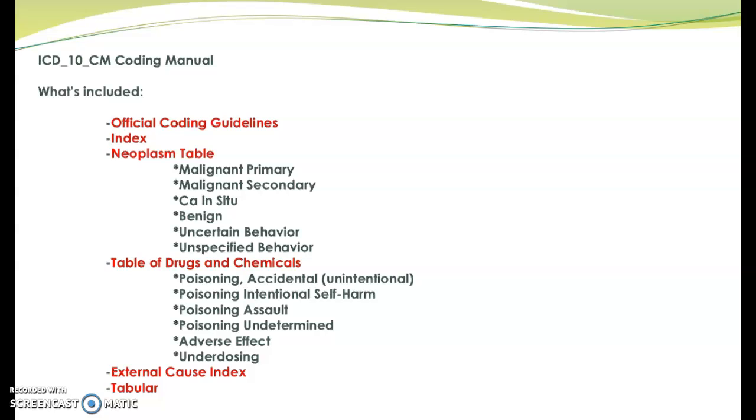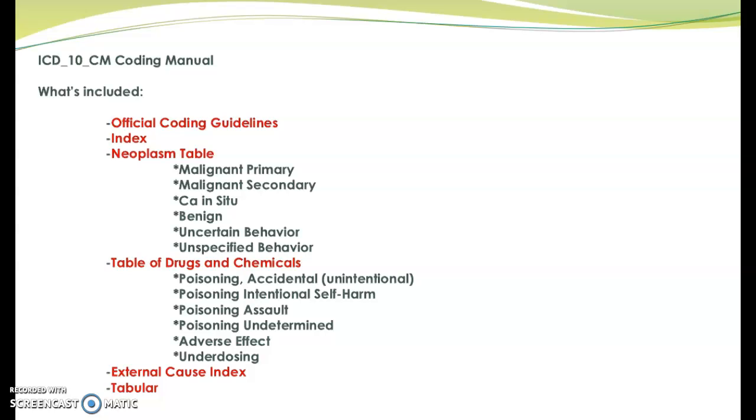The second section would be the neoplasm table. This table assists the coder to achieve the best code when reporting neoplasms based on stage and anatomical site. The table is broken down into 6 categories of choices: malignant primary, malignant secondary, cancer in situ, benign neoplasm, uncertain behavior, and unspecified behavior.